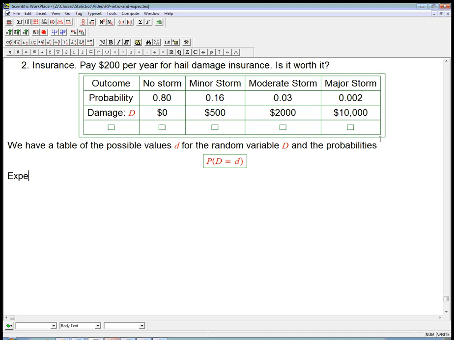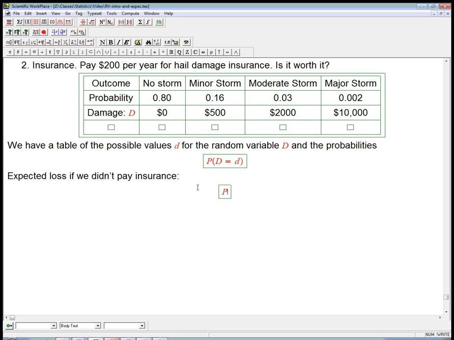Okay, and what we'd like to get is the expected loss if we were not paying the insurance. Let's suppose these are the amounts that we'd have to pay out of pocket. If we were not paying for insurance, we'd actually have to pay these amounts. So it's the expected loss if we didn't pay insurance. And then we could compare it to the $200 a year we do pay.